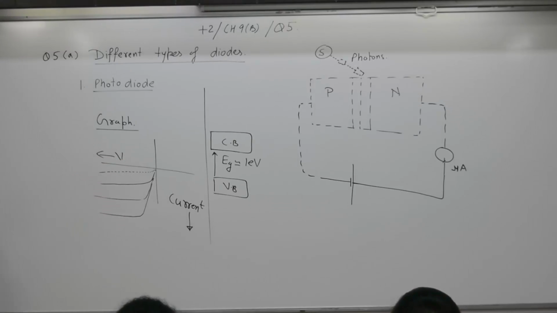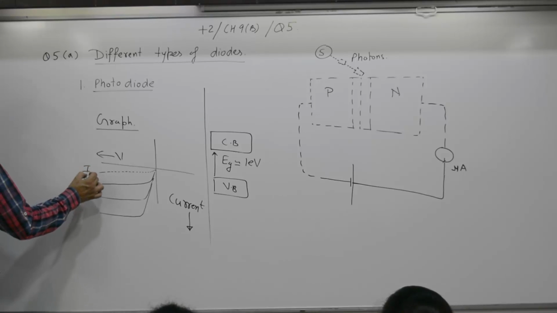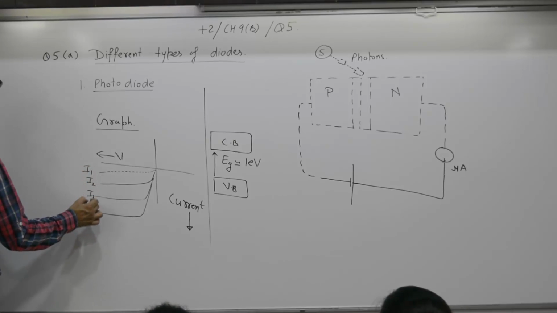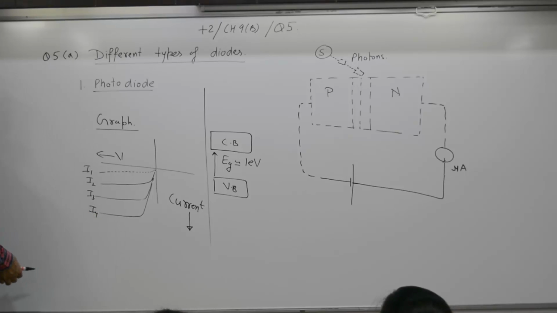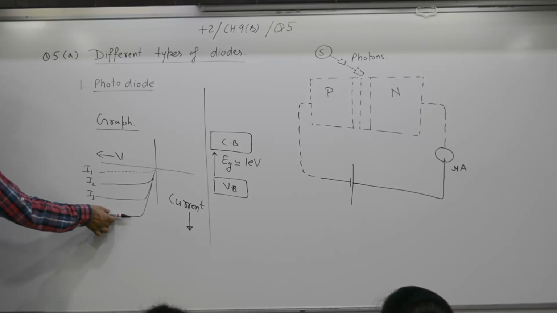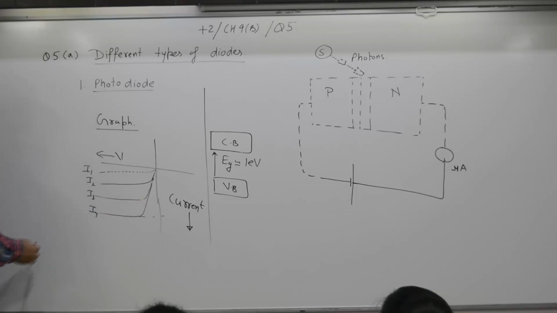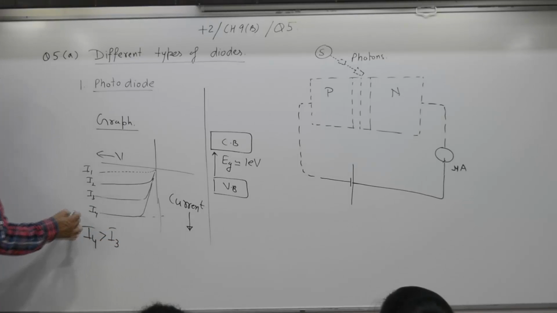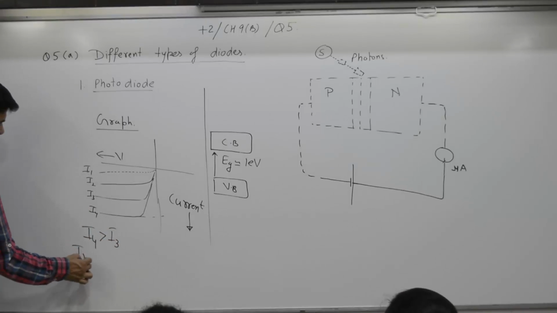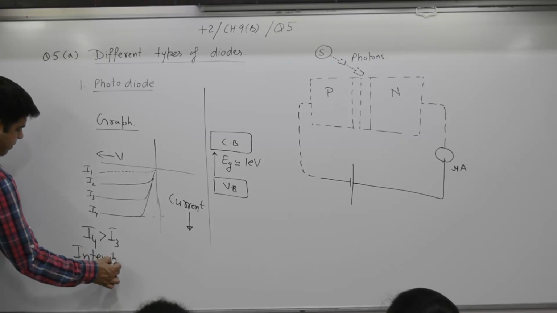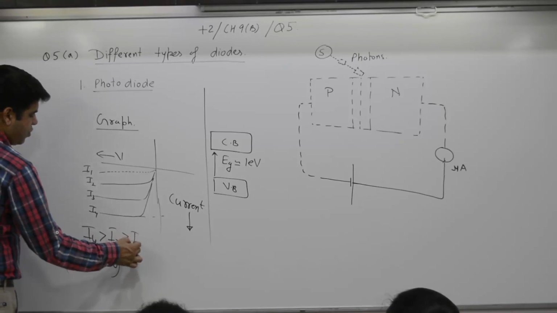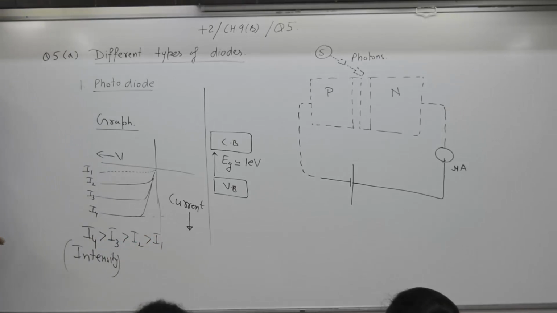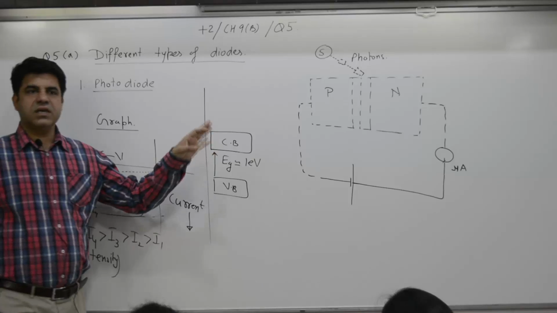More current. Here in the graph, this is marked as I1, I2, I3, I4. I1 is what? Intensity. It is not current. Highest intensity out of these is what? I4, because current in this case is maximum. So I4 is more than I3, more than I2, more than I1. Here I stands for intensity. That means as intensity increases, the current will increase.